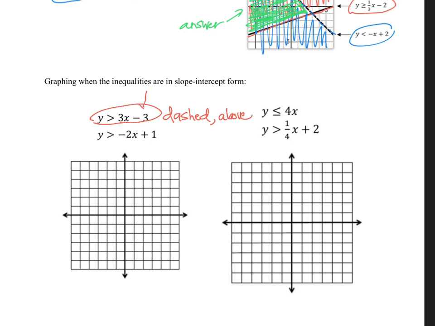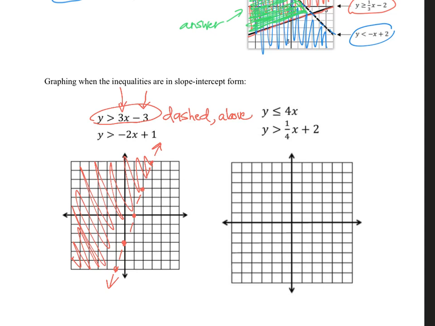So my y-intercept is -3, so I'm going to put that on the graph. My slope is +3, so I'm going to go up 3 over 1, up 3 over 1, up 3 over 1. Once I have enough points to feel comfortable, I'm going to draw my dashed line, as you can see. And then I'm going to go ahead and shade above. If you wanted to test a point to be sure of where you need to shade, you can. But I know that this is the area in which I need to shade for greater than.